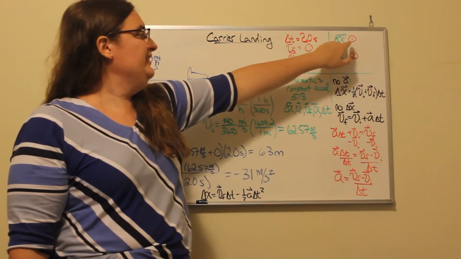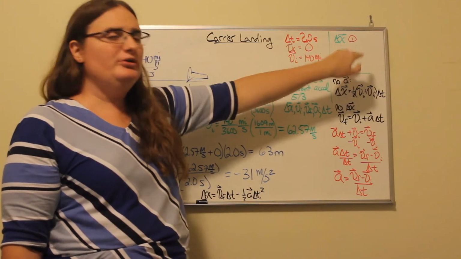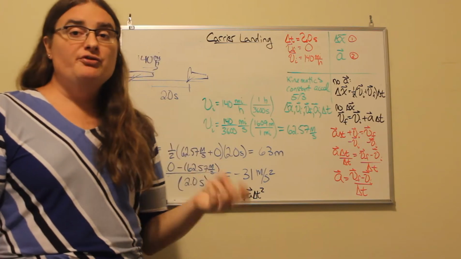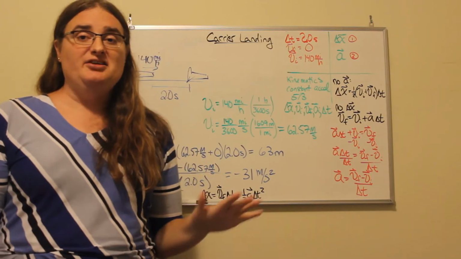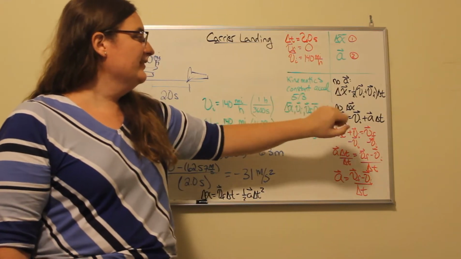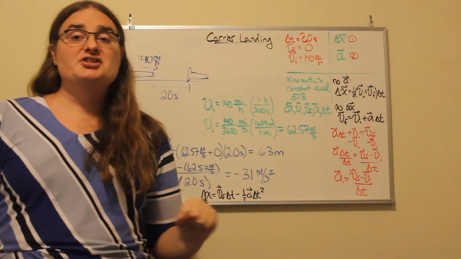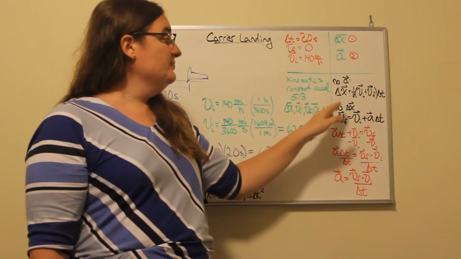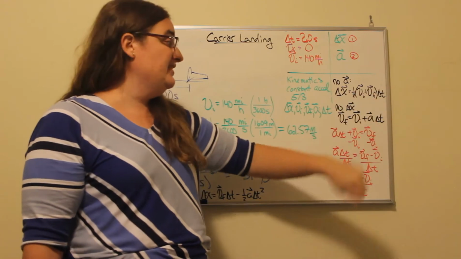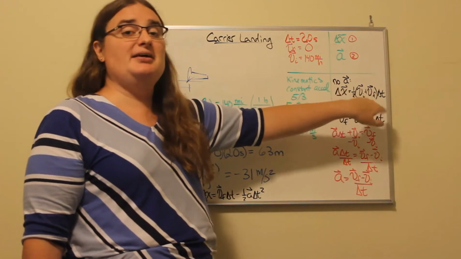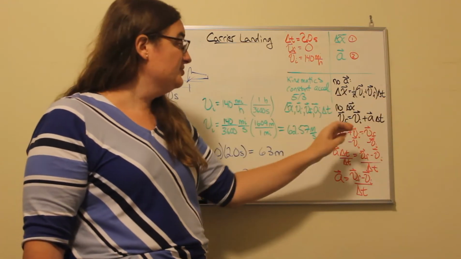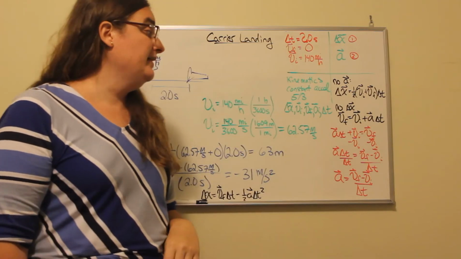So if we want to find displacement, that means we don't need acceleration. So from the 5 families of the kinematic equation, without acceleration, we have the definition of displacement. Our displacement is our average velocity times time: 1/2 times the sum of the initial and final velocities times our time.